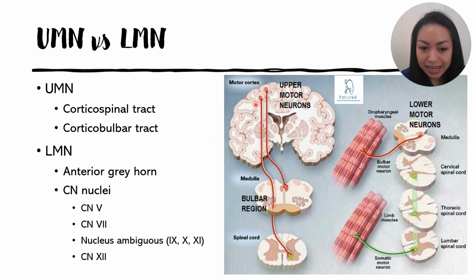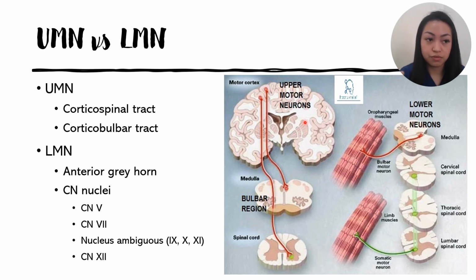So where exactly in the cortex do these upper motor neurons originate? They originate from the motor areas in the cerebral cortex. Which motor areas? We have different motor cortices in the cerebral cortex: our primary motor cortex, our premotor cortex, and our supplementary motor cortex. So these neurons originate in the cerebral cortex in the motor areas specifically.